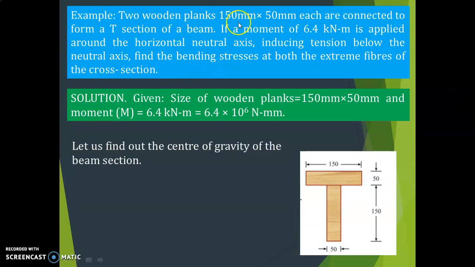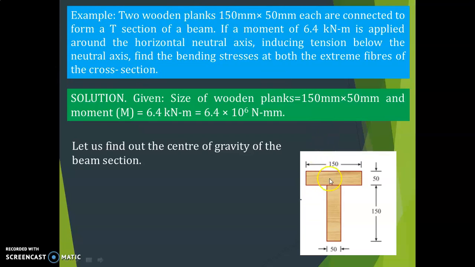Two wooden planks 150 mm by 50 mm each are connected to form a T-section of a beam. If a moment of 6.4 kN meter is applied around the horizontal neutral axis inducing tension below the neutral axis, find the bending stresses at both the extreme fibers of the cross section.